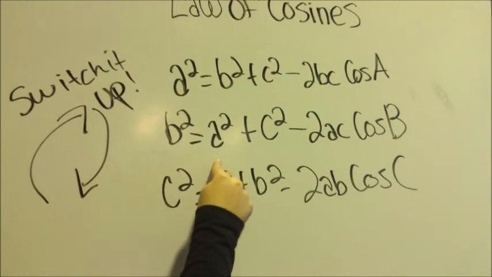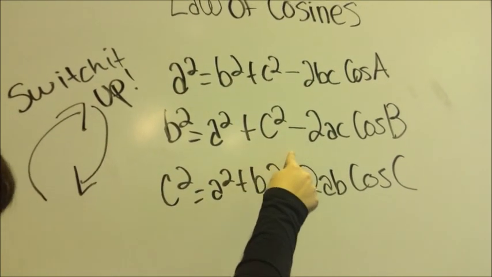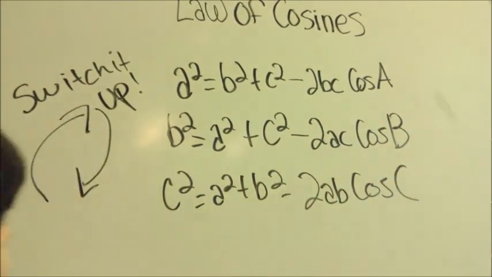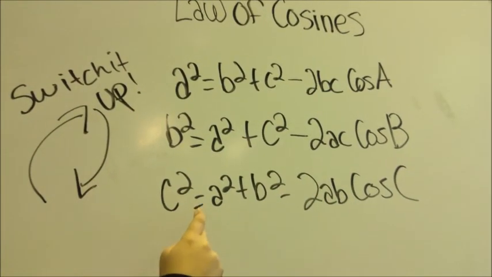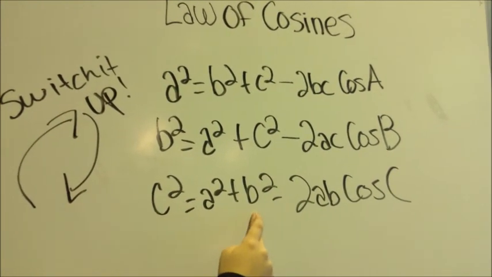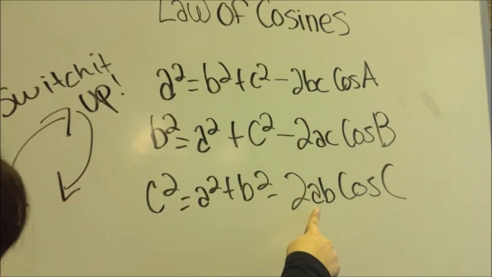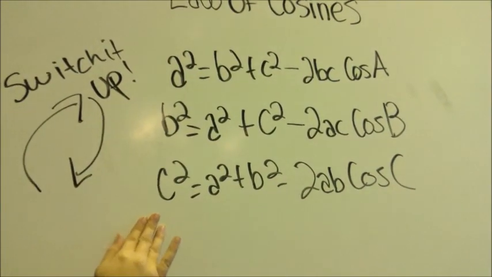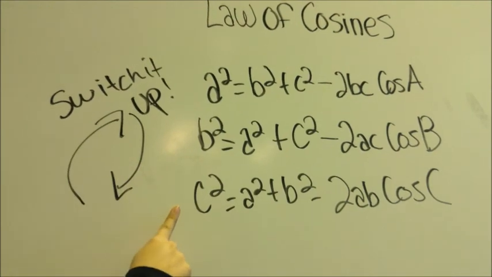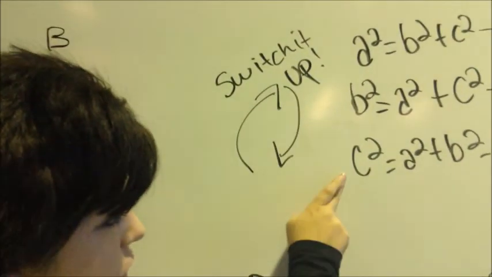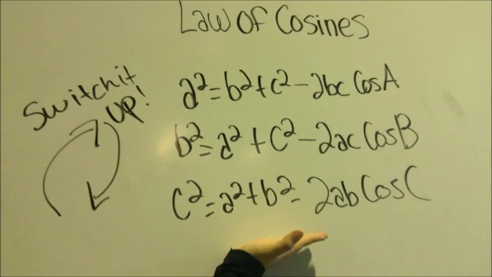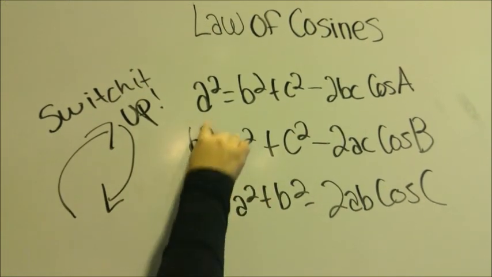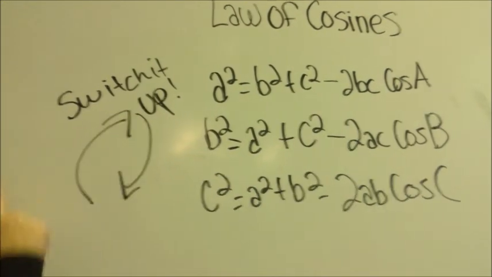b squared equals a squared plus c squared minus 2 times a times c times cosine of angle B. Or c squared equals a squared plus b squared minus 2 times a multiplied by b times cosine of angle C. And the trick with this is you use each equation differently. If you're searching for c squared, you use this equation. If you're searching for b squared, you utilize this equation. Or a squared, this equation. It's just a little switch up right here.